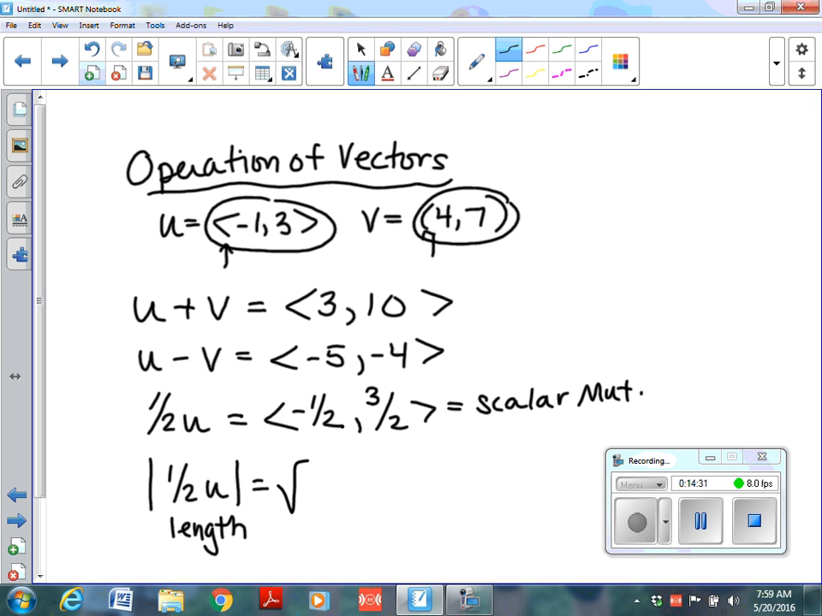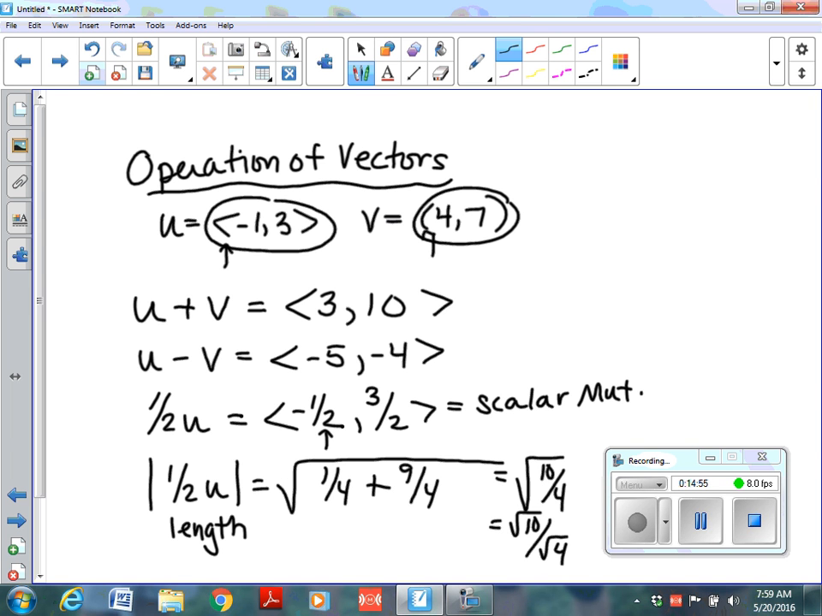So I'm just going to take the square root, and I already took 1/2 of both of them, and all I'm going to do is square both of these that I just did. So negative 1/2 times negative 1/2 is 1/4, plus 3/2 times 3/2 is 9/4, which is the square root of 10 over 4, which makes the square root of 10 over the square root of 4. Remember, you can always split up your radical into the top and the bottom, which gives you the square root of 10 over 2. Final answer.